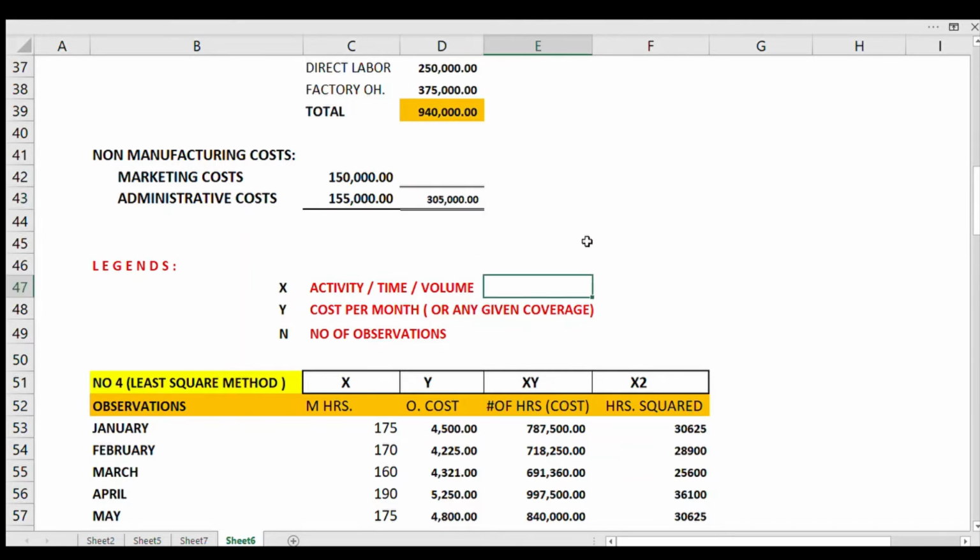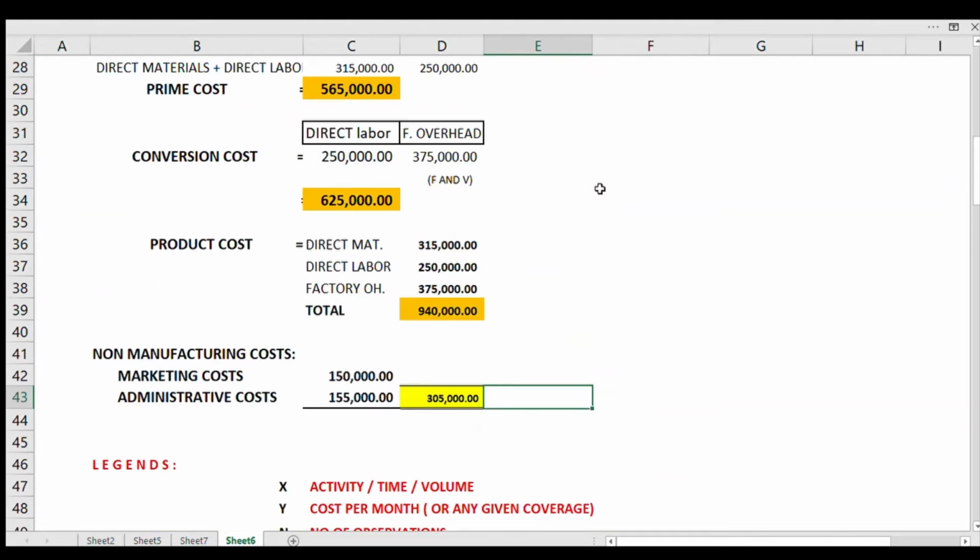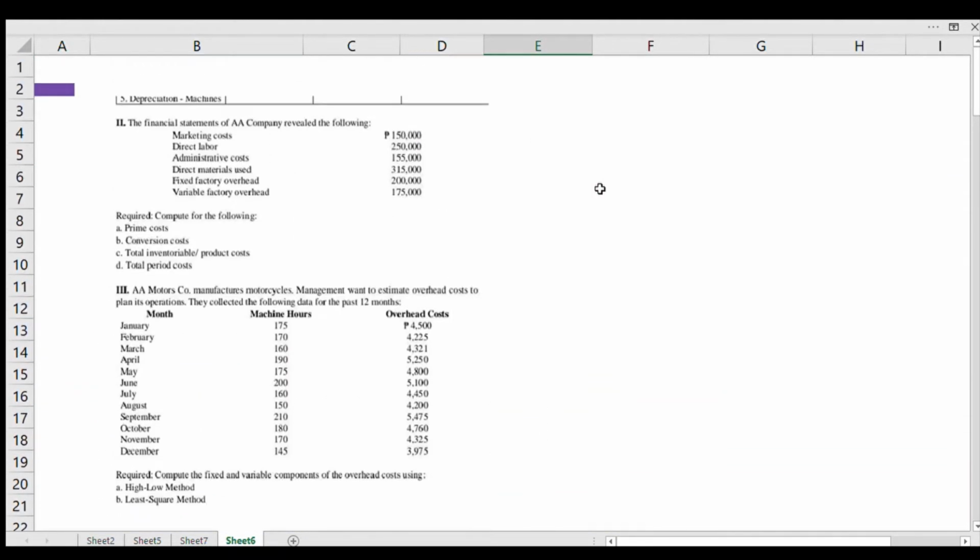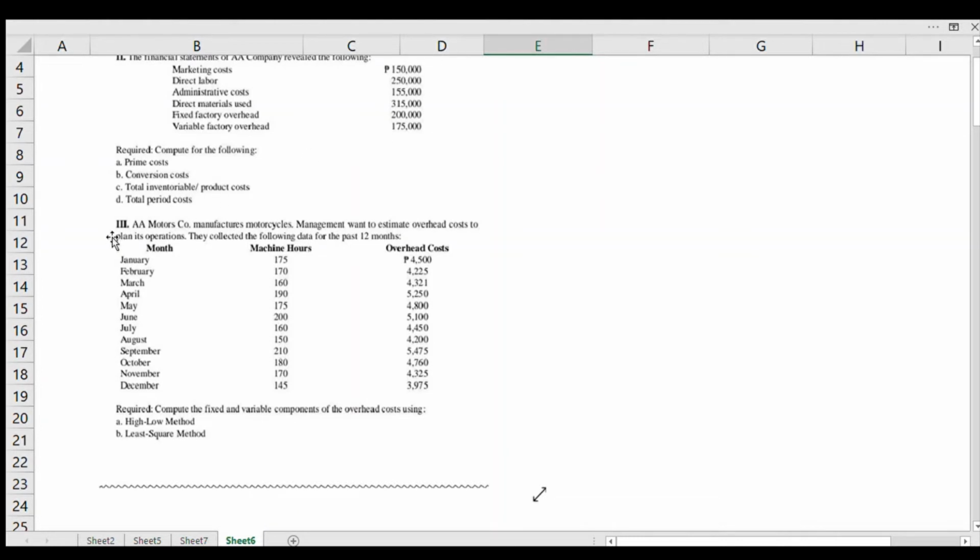Okay, so let's just fix this. Okay, so for the second problem, ang ating next problem, Roman number 3, binigyan tayo rito ng actually 3 columns, we have this month column, machine hours column, and overhead cost column. So let us read the problem. AA Motors manufactures motorcycles. Management wants to estimate overhead cost to plan each operation. They collected the following data for the past 12 months.